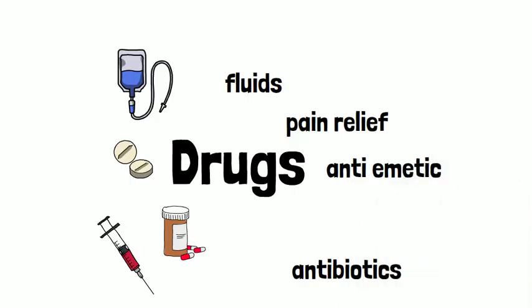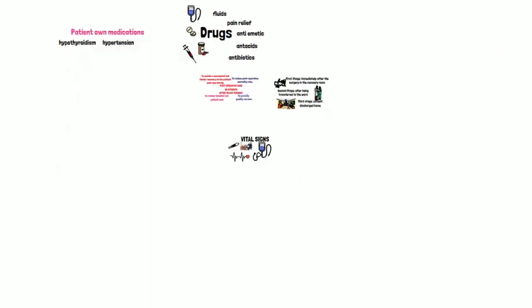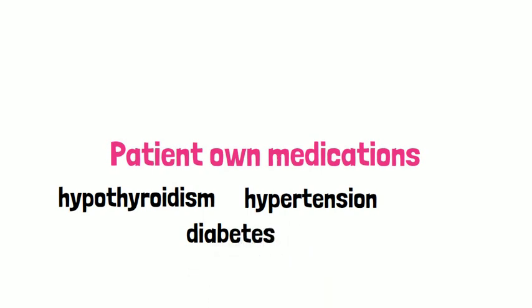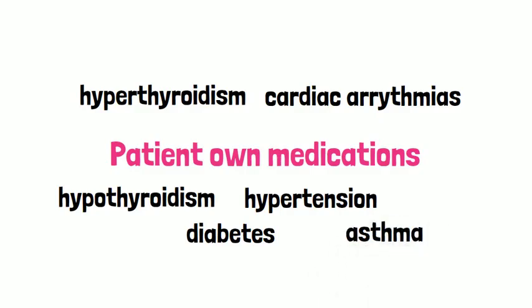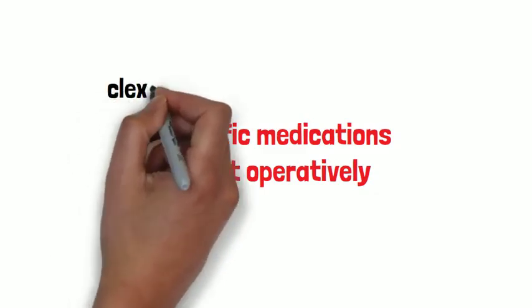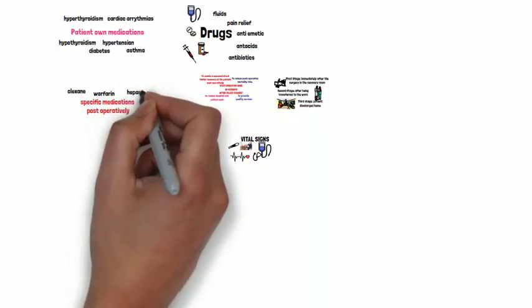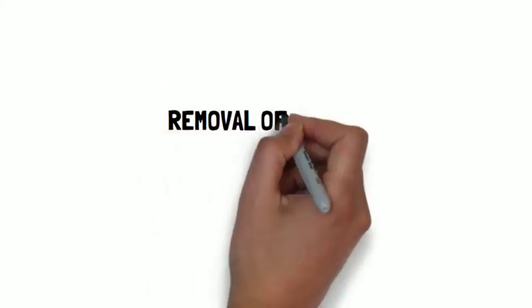If your patient has been on medications prior to the surgery, these should be continued after surgery. These include antihypertensives, drugs for cardiac arrhythmias, thyroxine, drugs for diabetes, and asthma. At times, special medications are administered during the hospital stay. These include prophylaxis for DVT, sliding scale for administering insulin, and intravenous painkillers.